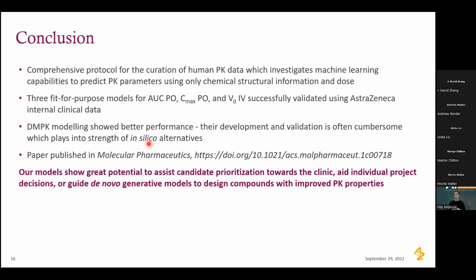The paper was published about 1 year ago in Molecular Pharmaceutics. I invite everyone to read about it. And the model that we have also used to drive these models, the RAT-PK model, was also published in Molecular Pharmaceutics around the same time.